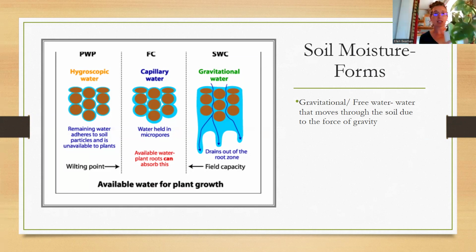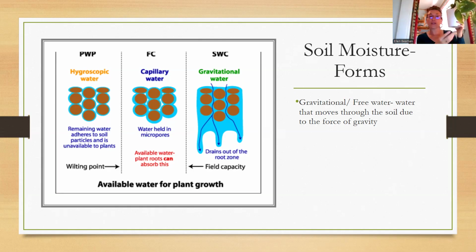Let's say we take this potted plant, it's time to water it. I am going to fill water at the top all the way to the brim, and then it's going to start flowing out the bottom. The water that is flowing out the bottom with the forces of gravity is gravitational water.